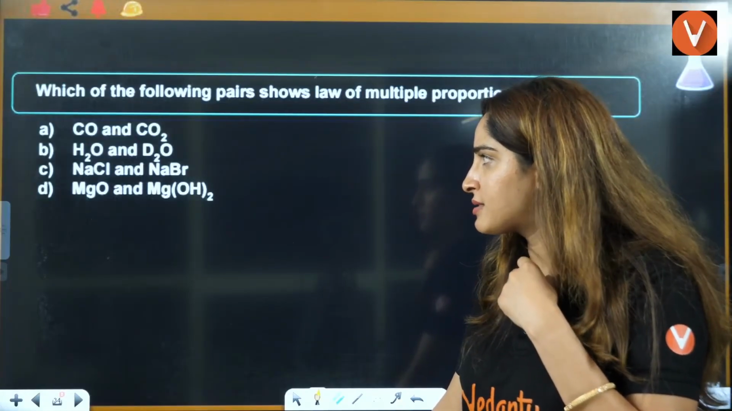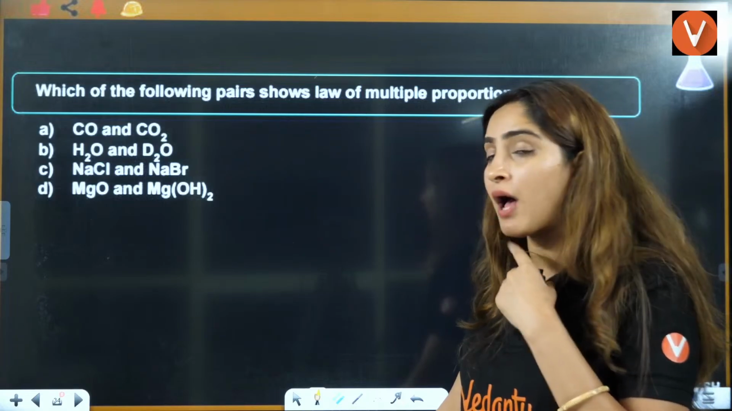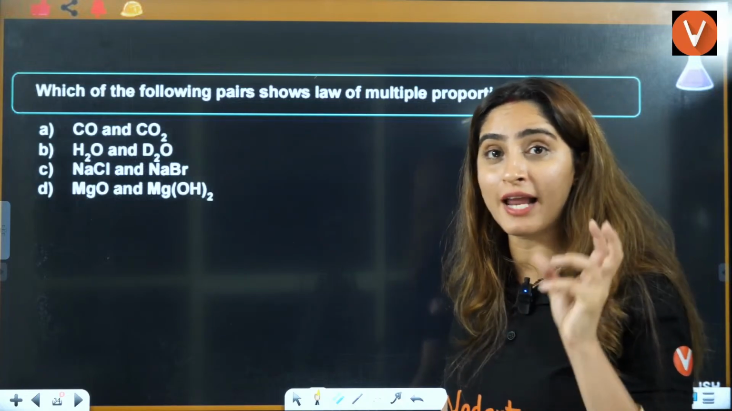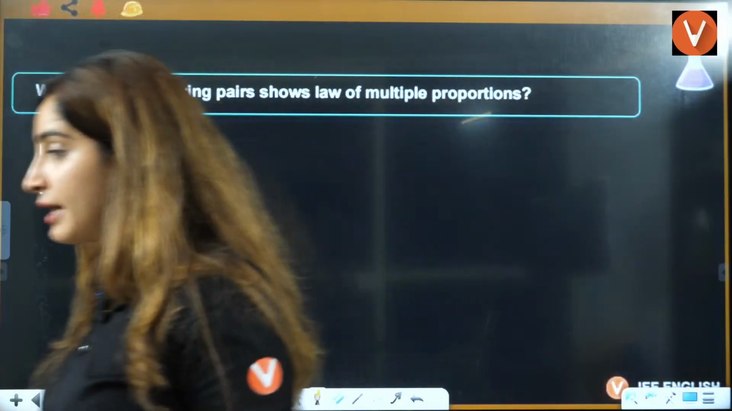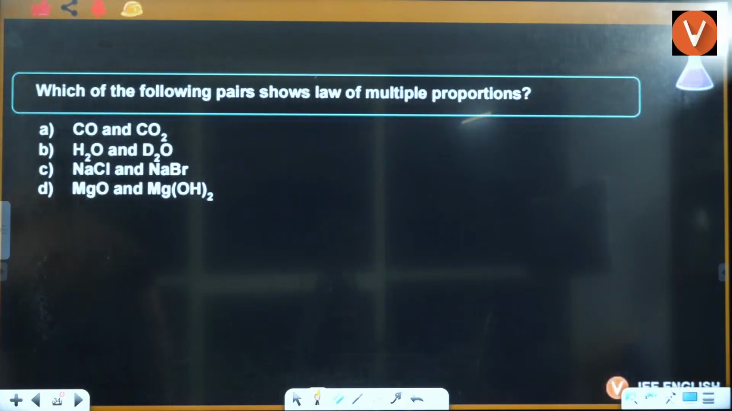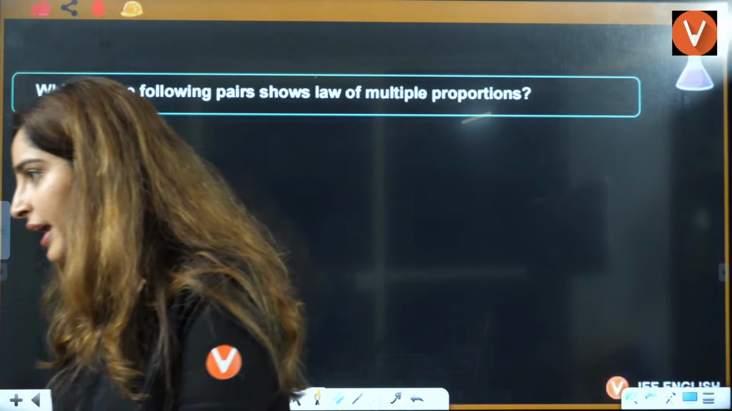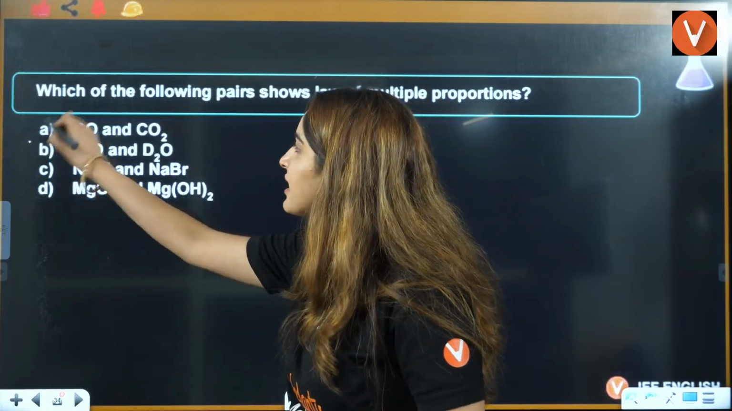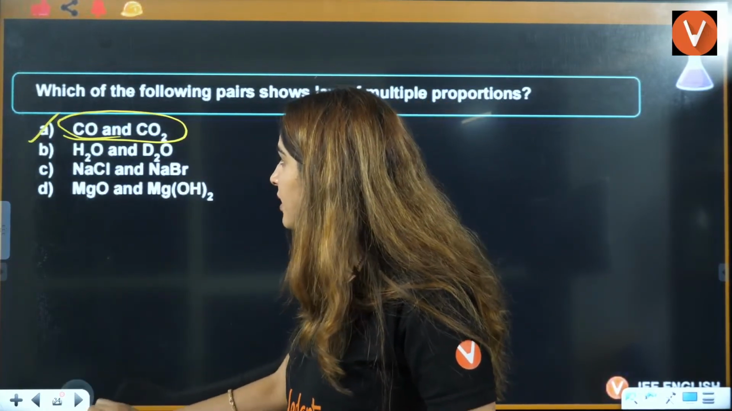Again, same kind of question. Who was not able to answer the first one? Now you can answer this. Let me see how much percentage of you are able to answer this. Very good. A is the correct answer, CO2.